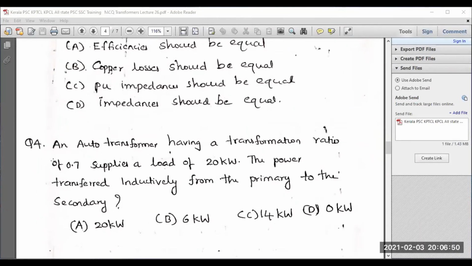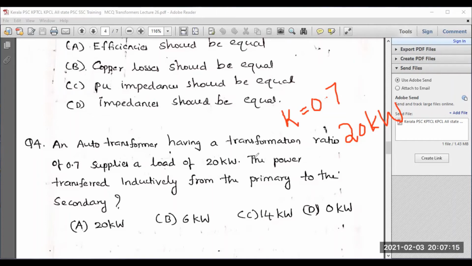Let me discuss question number 4. An auto transformer having a transformation ratio of 0.7. Let me call the transformation ratio equal to 0.7 or 70%. Both are fine. And it supplies a load of 20 kilowatts. The power transferred inductively from the primary to the secondary is asked.